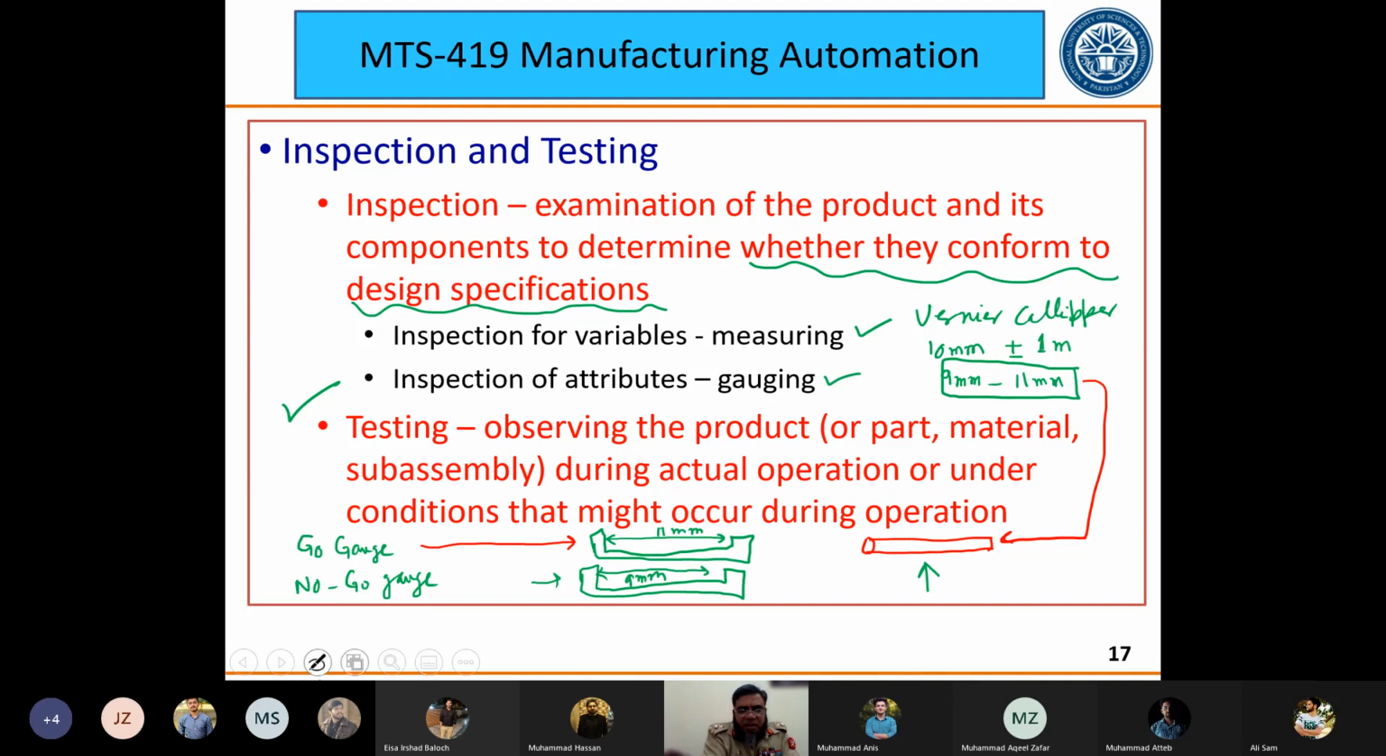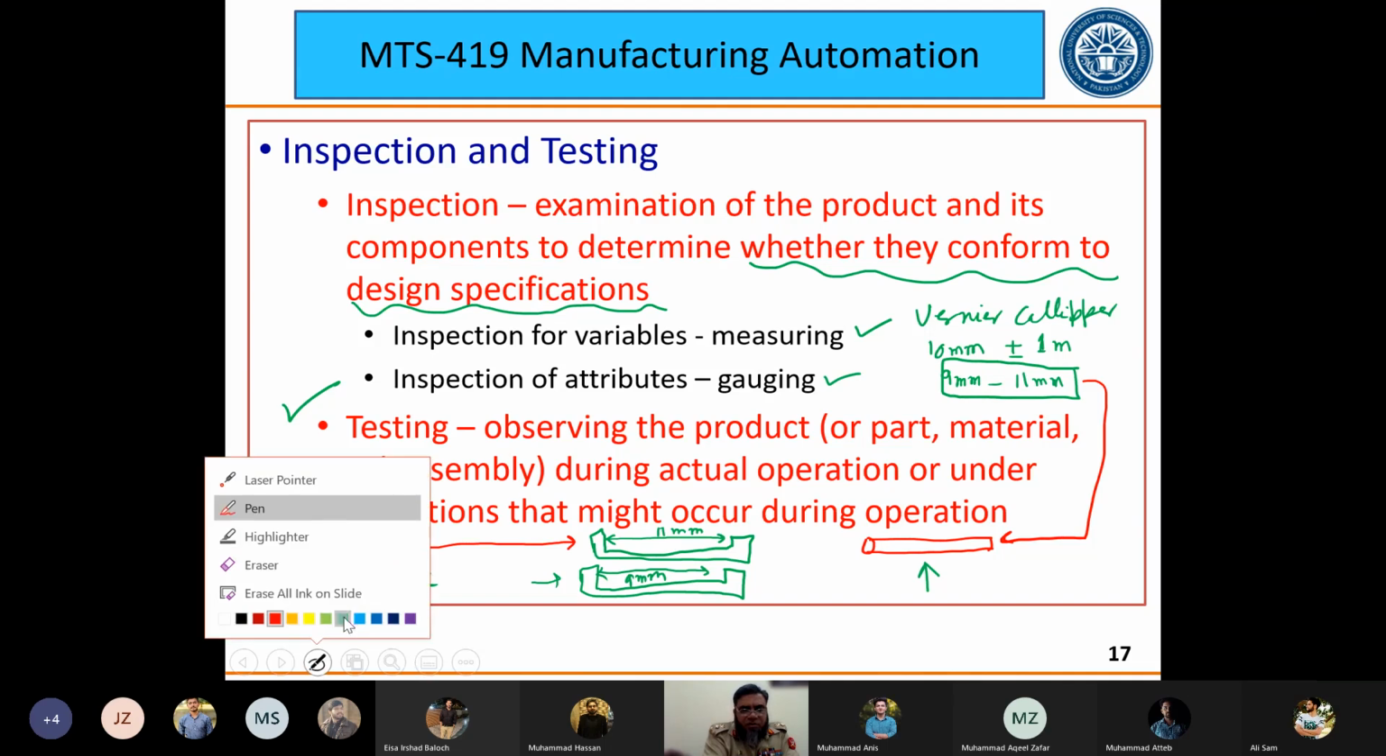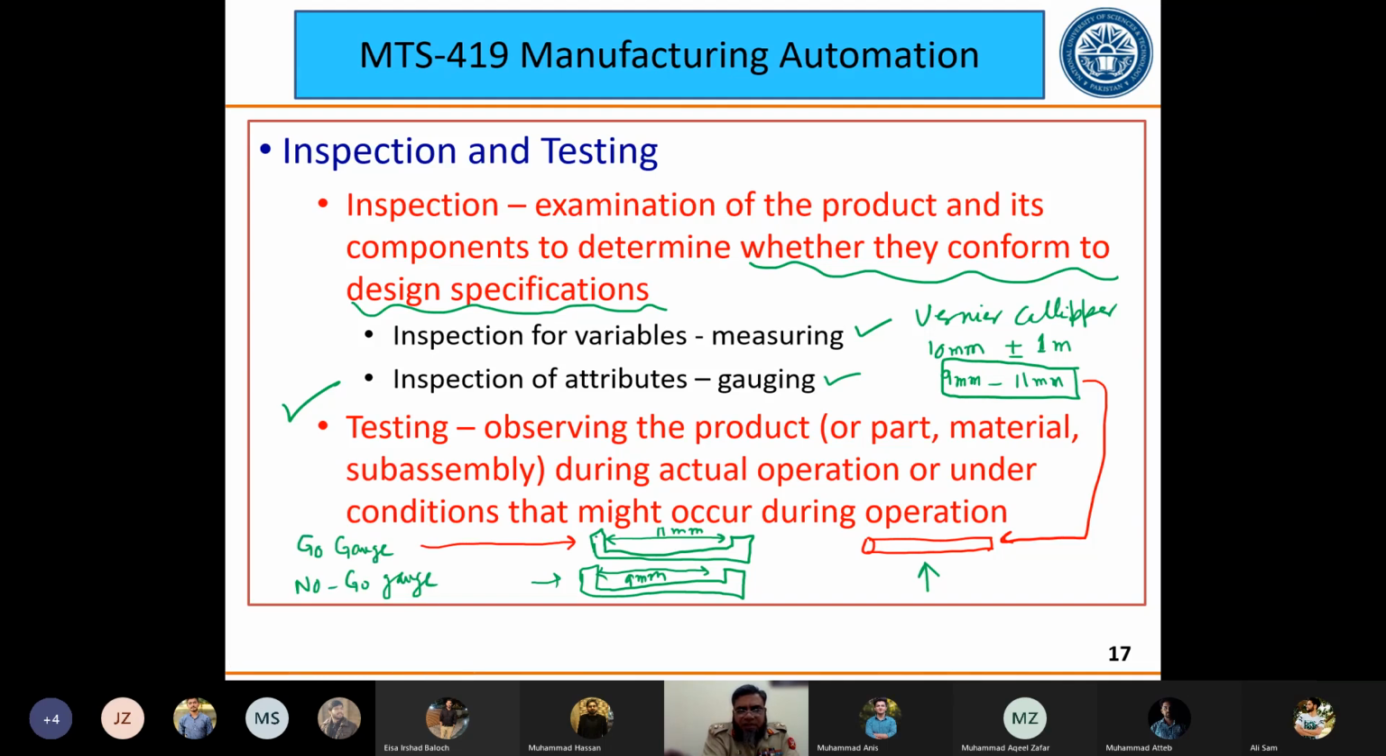ये मैं थोड़ा सा इसको इस तरह आपको बताने की कोशिश करता हूँ that this is a gauge which has the distance between these two edges. Let me just take another color. So distance between these two edges is 11 millimeter.